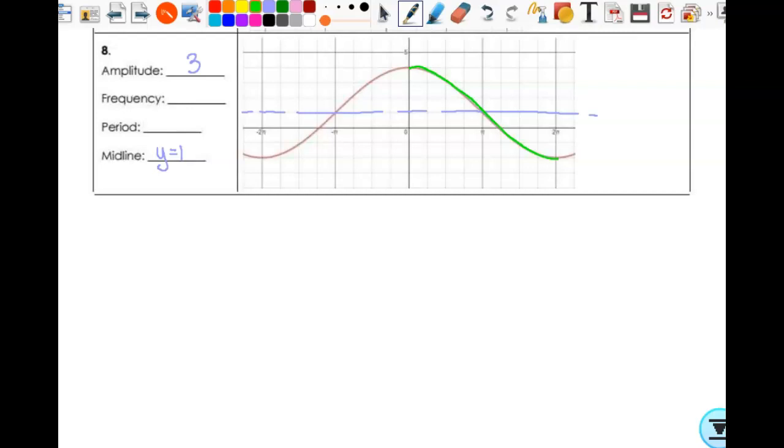All right, do we all at least have the amplitude and the midline? Okay, so I want to talk about the period and the frequency and how you can look at it a couple of different ways. Because again, depending on what graph you have, you may have to do one or the other. So when I start here at 0, I only get half of a cycle in 2 pi. So my frequency is 1/2. Remember, I don't have to start at 0. You can start anywhere on the graph.